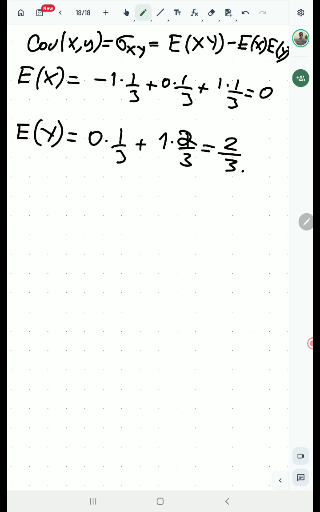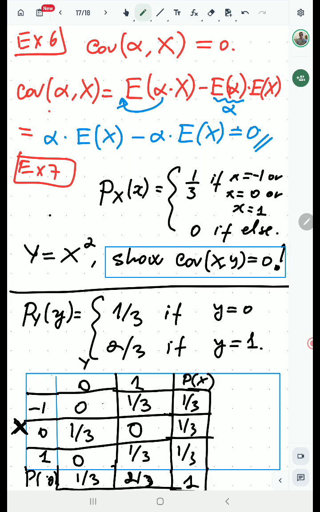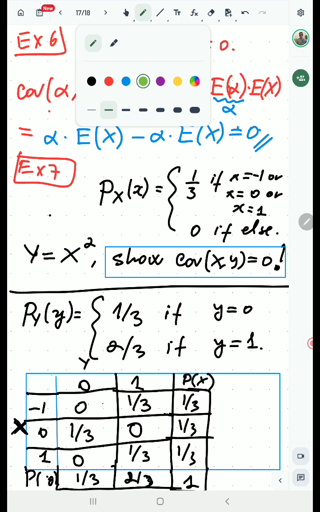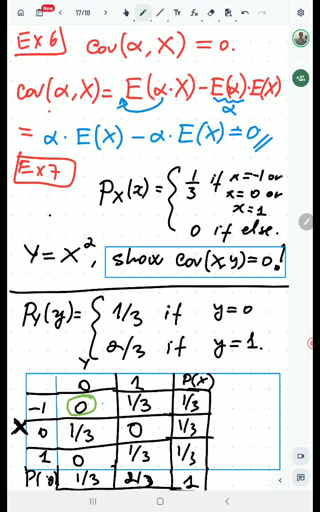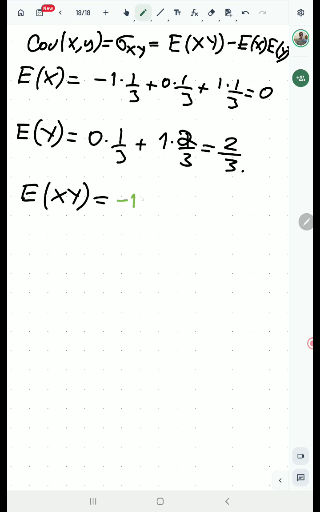Great. Now let's find the expectation of x times y. This is equal to, so you have to multiply x by y and then by their joint probabilities, right? Let's go case by case. The first case is when x is minus 1 and y is 0. In that case, the probability is 0. So minus 1 times 0 gives us 0. Let me write all of them: minus 1, the value of x, times the value of y, 0. The probability that these two happen together is equal to 0.